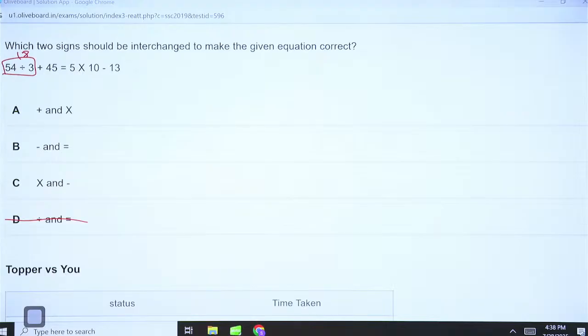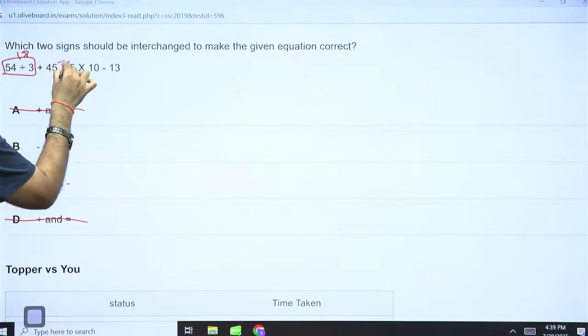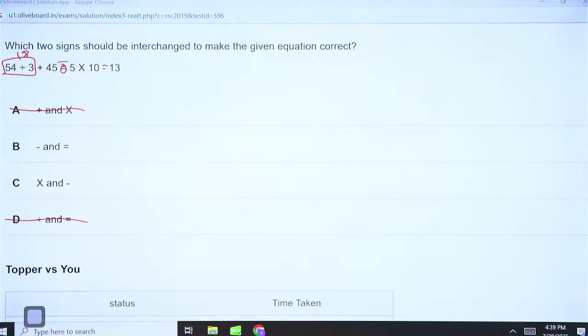Now, if this was not 50, this would have been easier, right? If I change multiply and plus, no, that's too much. This is also gone. If I change multiply and minus, 130, 5 minus 130, nope. So minus and equal, if I change, so minus 50. So 18 plus 45 minus 50 should be equal to 13. Yeah, correct, works. Option B is the right answer.